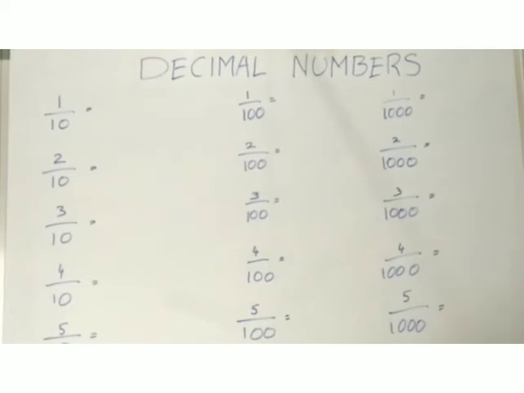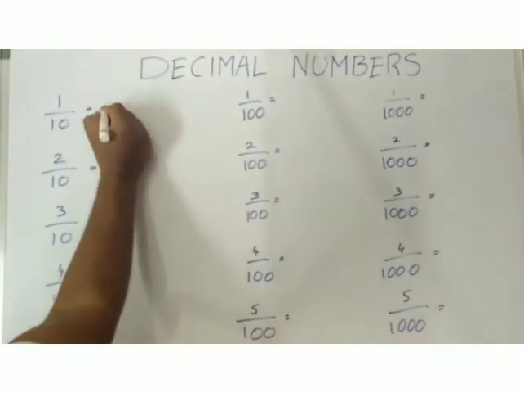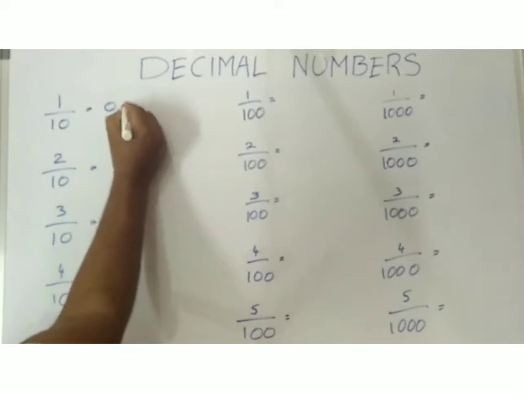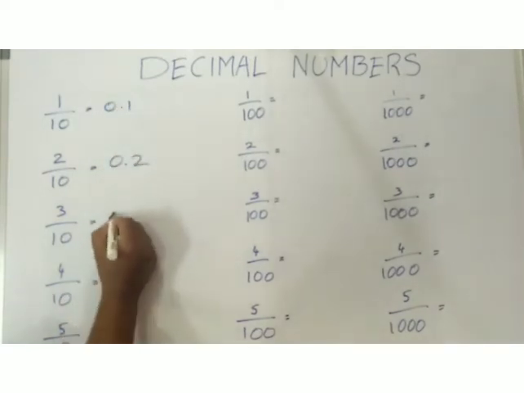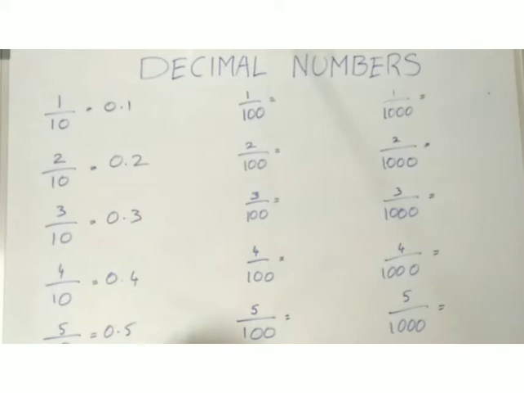Here I have taken some examples. In the first column the denominator is 10, in the second column the denominator is 100, and in the third column the denominator is 1000. I want to convert 1 by 10 into a decimal number. Here the logic is we can write 0.1, 0.2, 0.3, 0.4, 0.5. How am I writing it? I will show here.